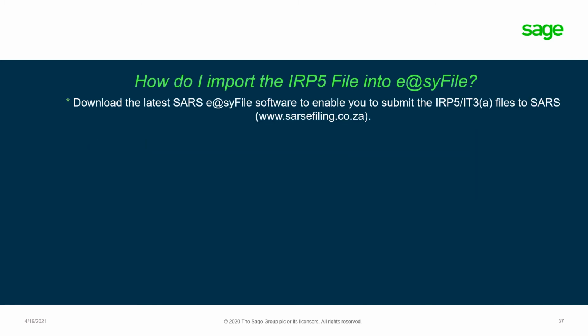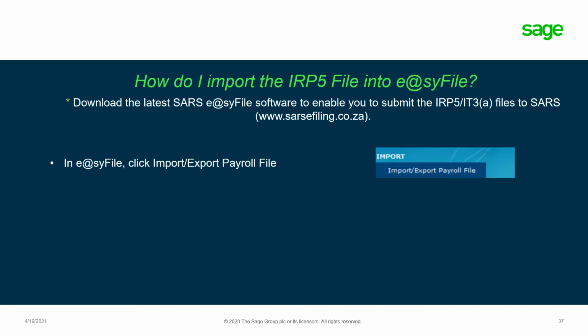How do I import the IRP5 file into SBCPP? It is important that you are on the latest release of SBCPP. The current release is 7.1.0. If you have SBCPP already installed on your computer, once you access the software, you will be notified of any available updates. To download the latest SARS SBCPP software, you can make use of the website www.sarsefiling.co.za. To import the file into SBCPP, access SBCPP, click on Import Export Payroll File.